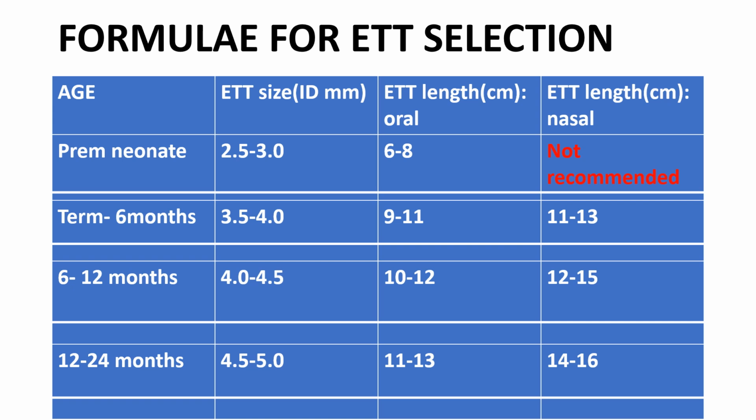For 12 months to 24 months old babies, we use 4.5 to 5.0, and then for the oral length is 11 to 13 centimeters, while the nasal length is 14 to 16 centimeters.